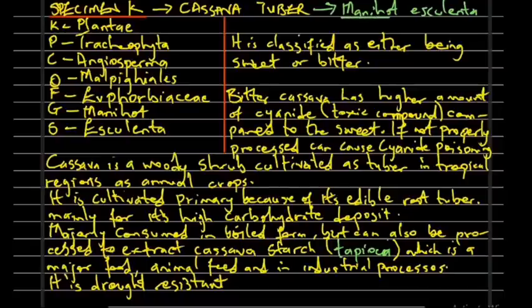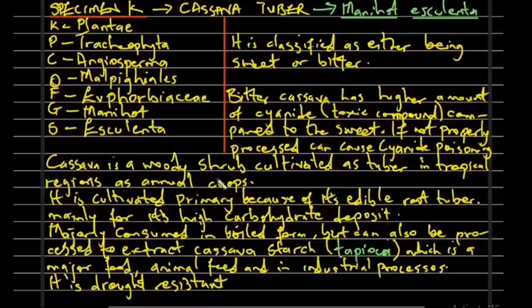Now this particular crop is also cultivated specifically for the starchy food it has in it. It is classified as either being sweet or bitter. Now the bitter cassava has a higher percentage of cyanide in it, and that cyanide is a toxic compound, and that is why most people don't even cultivate this particular cassava. But those that cultivate it do so that people will not be able to pick them up on the farm.